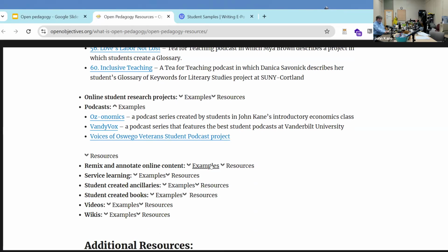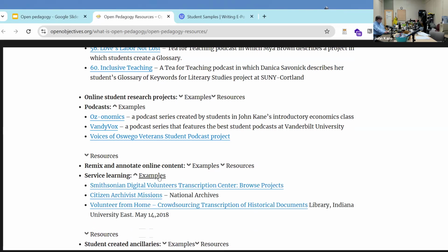Remixing and annotating online content is another thing that can be done, as is service learning. Some of the best examples are done by the National Archives and the Smithsonian, and also the Indiana Library has this, where handwritten documents are being converted, with AI now doing more of this than it once did, but in any case they are using volunteers to convert handwritten materials into digital materials.